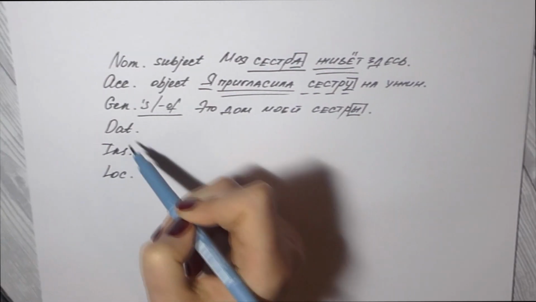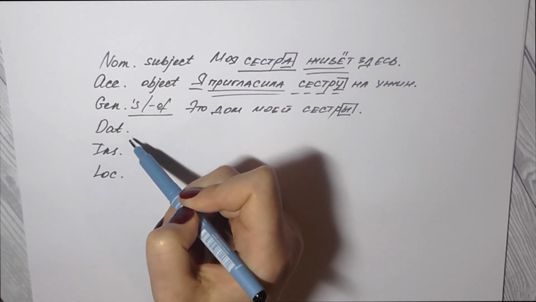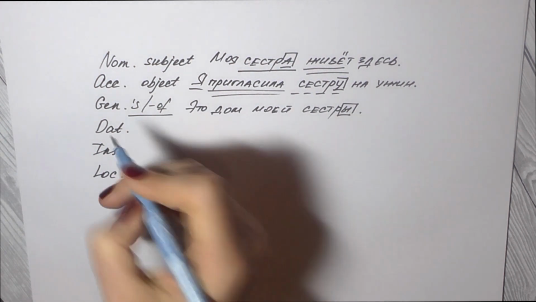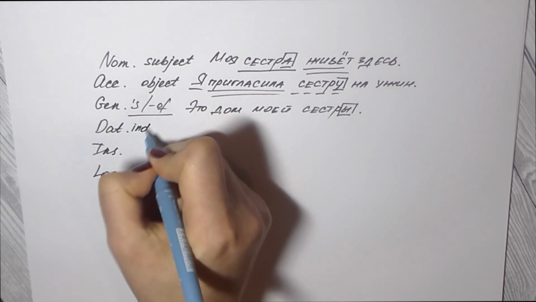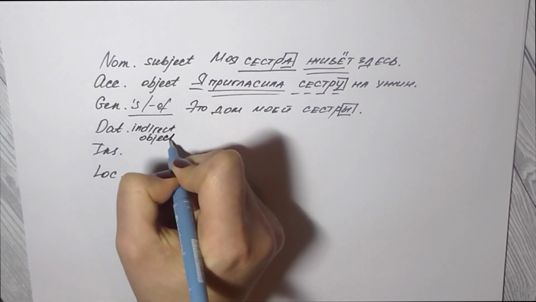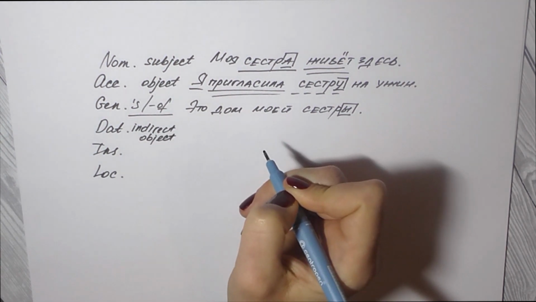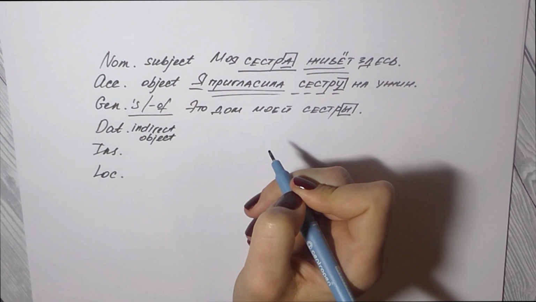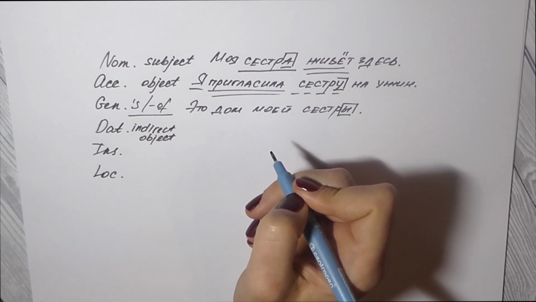Next one is the dative case. Dative case is a form of the indirect object of the sentence. Do you know what it is? Let me quickly explain. The indirect object is to whom or to what we do something, or for whom, for what we give or do something. So who is the recipient of the action?